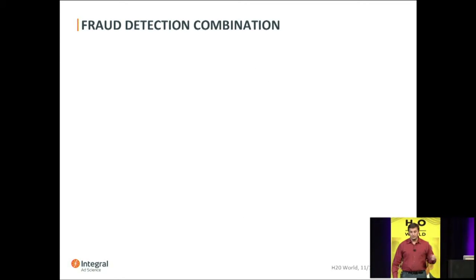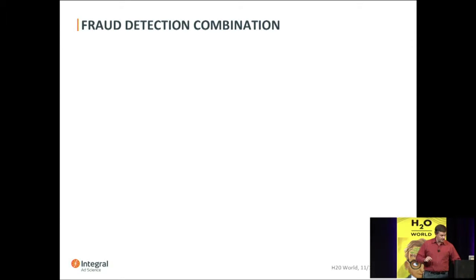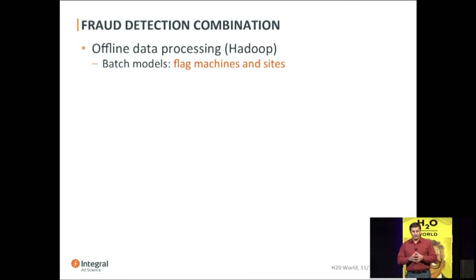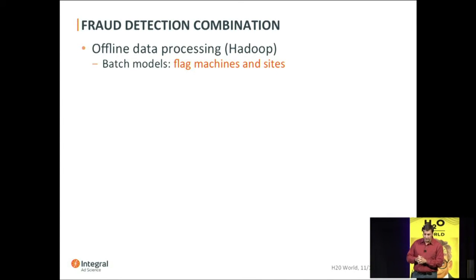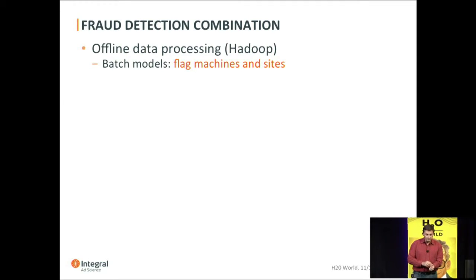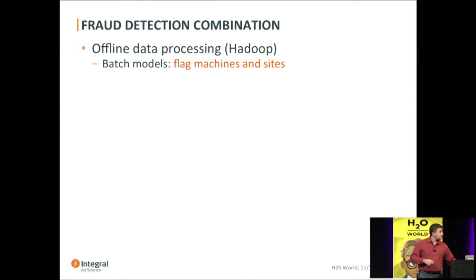Okay, so all of this detection happens at different timescales. First of all, of course, we have a lot of data. We process billions of impressions every day. And so we have a lot of traffic, and we do it in batch, right? So in this way, we flag machines, and we flag sites, use Hadoop for that, and generate basically lists of bad machines and bad sites.